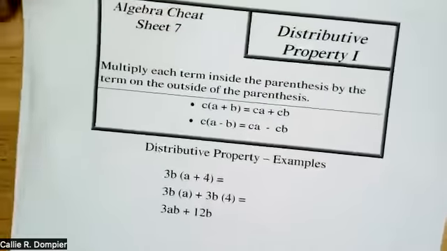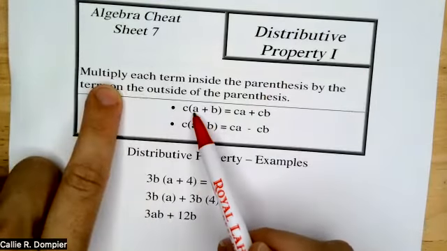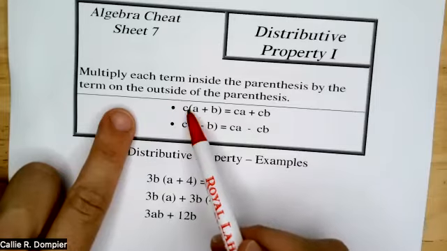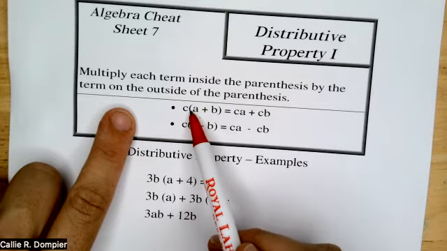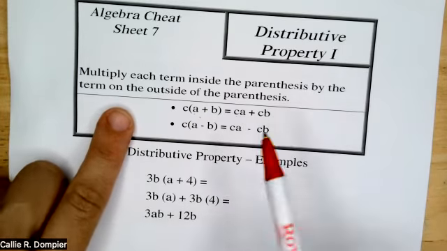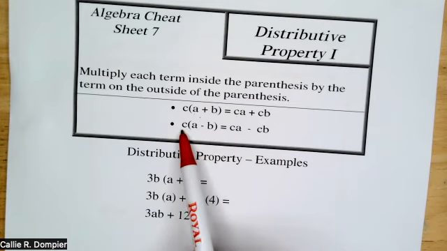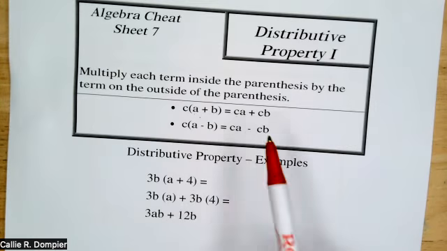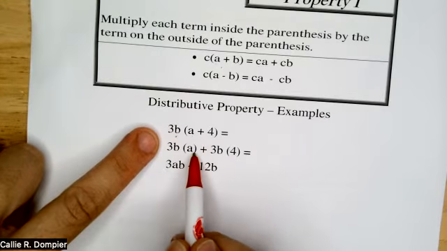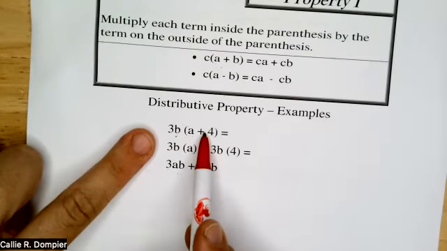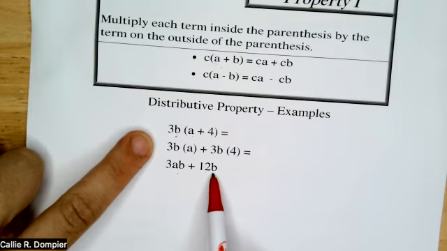Here's just another small explanation of the distributive property. Inside the parentheses, you take each term. So the terms here are A and B, multiply it by the term on the outside, multiply it by C. So C times A is CA, C times B is CB. Keep that sign the same. C times A plus B is CA plus CB. C times the quantity A minus B, same, but use the negative sign. C times A minus C times B. Good. Even if you have a 3B as your first term, 3B times A becomes 3BA. 3B times a positive 4, you take that 3 and the 4. 3 times 4 is 12. Bring the B. Good.